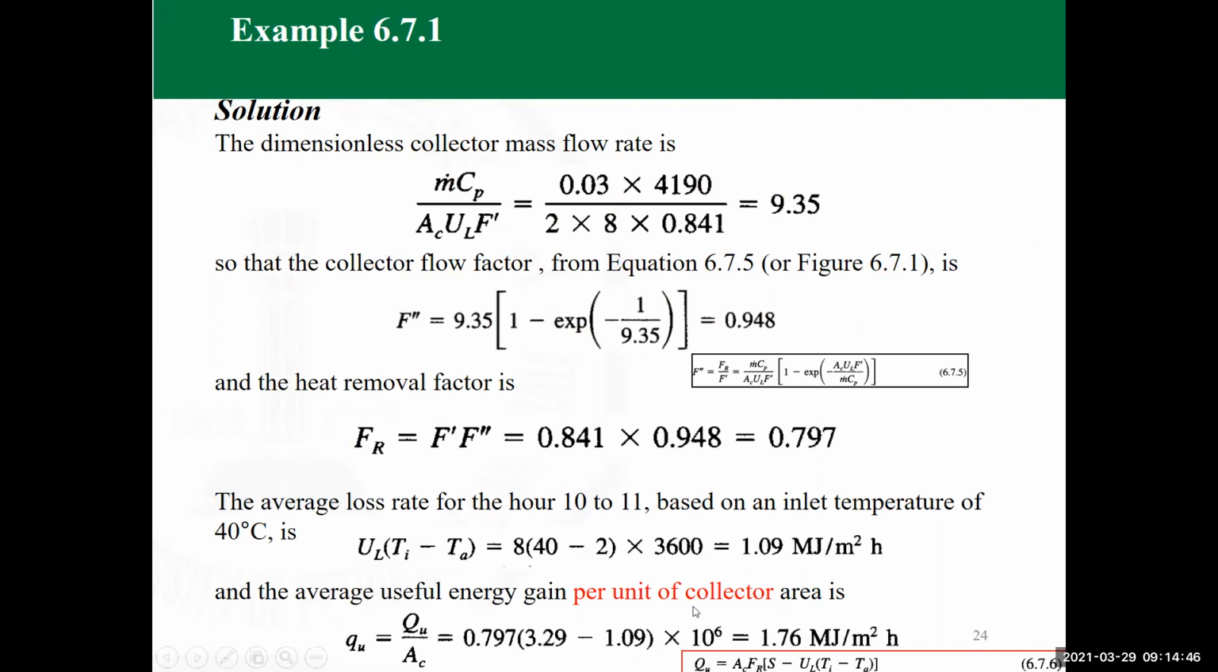The useful energy is then calculated as this FR value times the difference between S, which is the energy falling into the collector, the equation is given here, 676, minus 1.09, which is the loss UL times TI minus TA times 10 to the power of 6, so that we get the expression as 1.76 megajoule per meter square hour. So this is the useful energy per unit area for the collector.